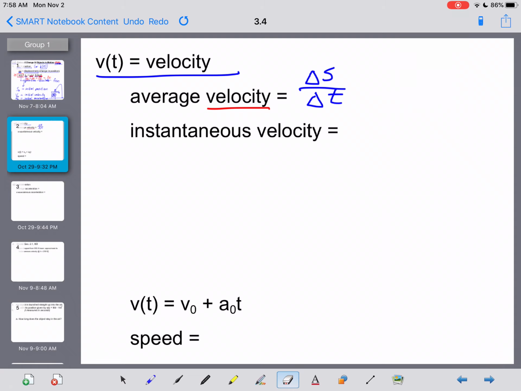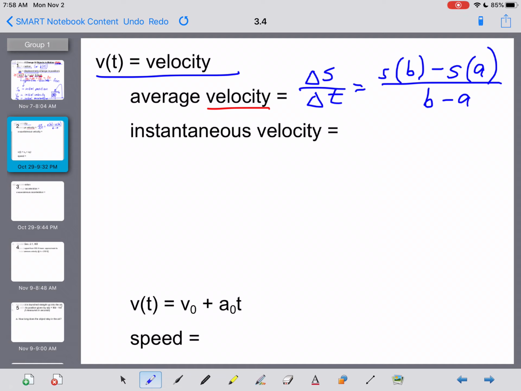Let me go back and talk in a little bit more detail about what we mean by delta S over delta T. What this was, everybody, was your position function, which I'm going to call S, measured at the ending time value. So that's S of B minus the starting position, which would be S of A, all over B minus A right down here on the bottom.